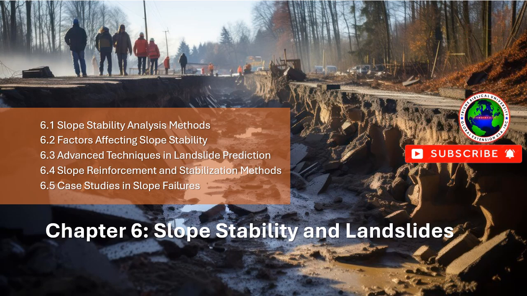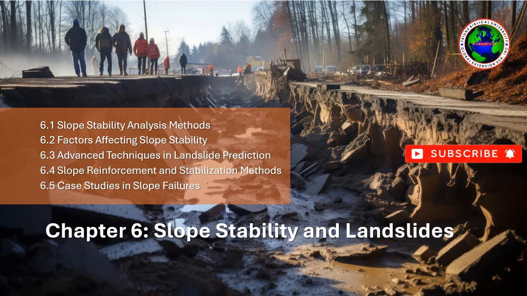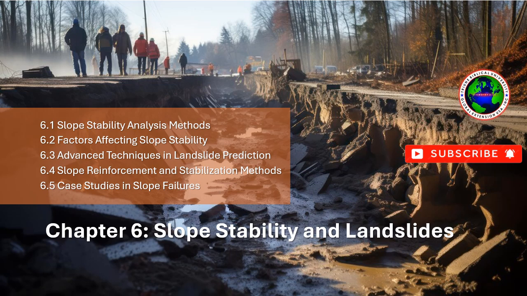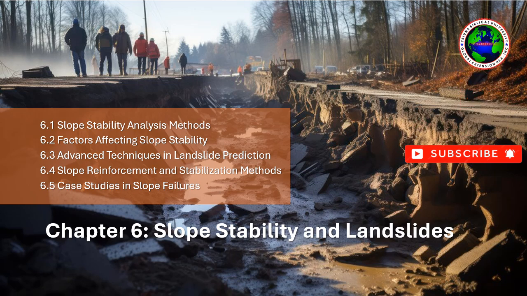6.4.6 Drainage control and surface water management. Managing surface water and groundwater flow is essential to slope stabilization, as excessive water can lead to soil erosion, increased pore pressure, and weaken soil shear strength. Drainage control systems help redirect water away from the slope, reducing the risk of failure.